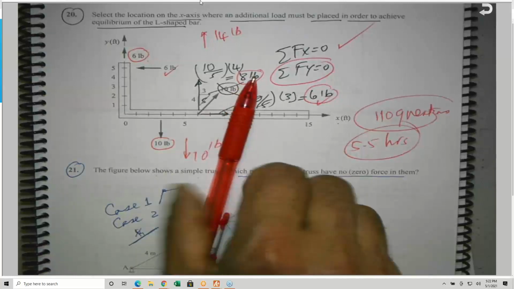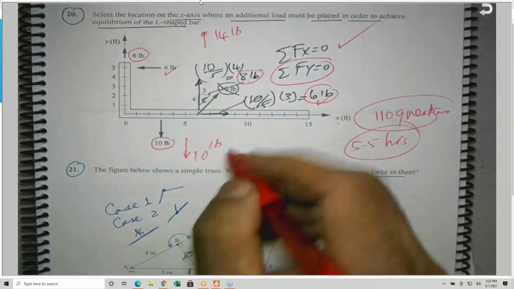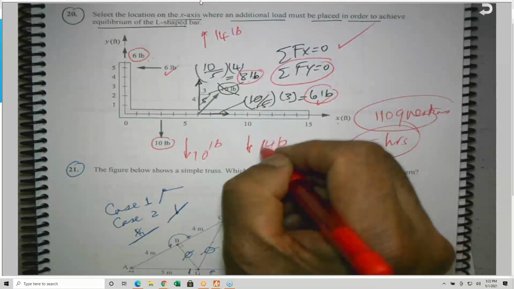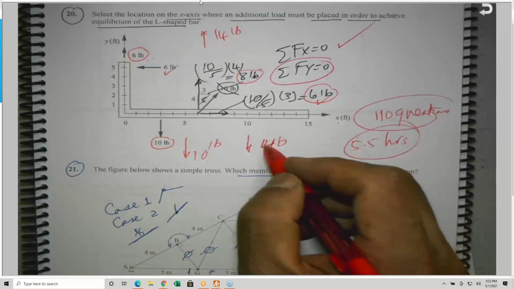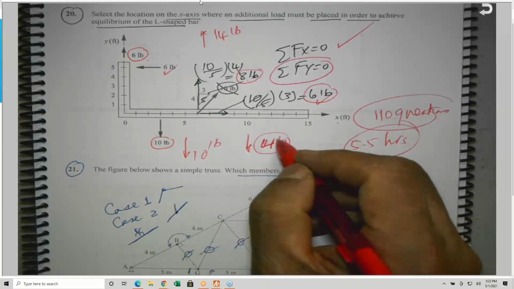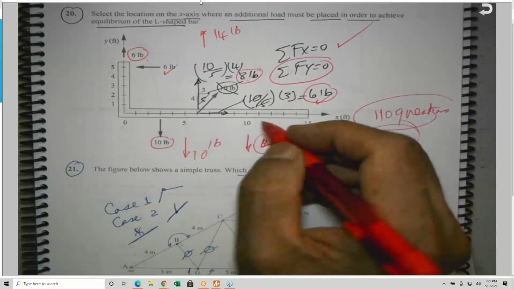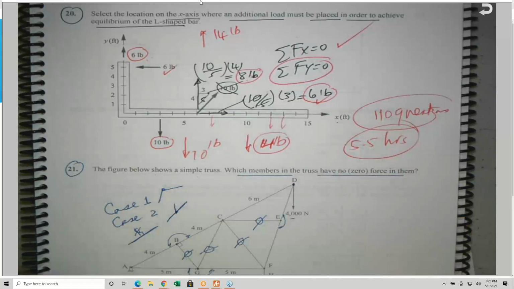But if you look at the Y components, I have 8 up, 6 up, and 10. So I must have an additional 4 pounds. Oops, 4, not 14. 4 acting down. Are you with me? So these 4 pounds should be acting somewhere. And he wants us to see if it should be acting here or here or here in order to achieve equilibrium.